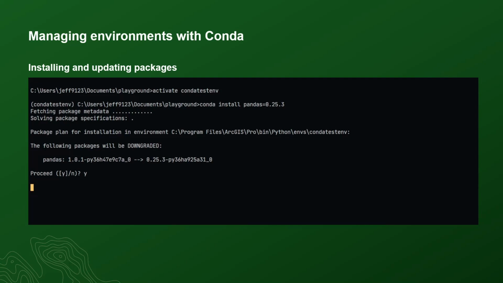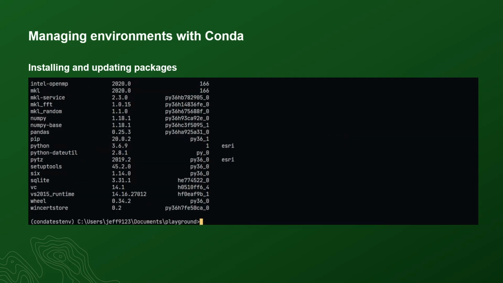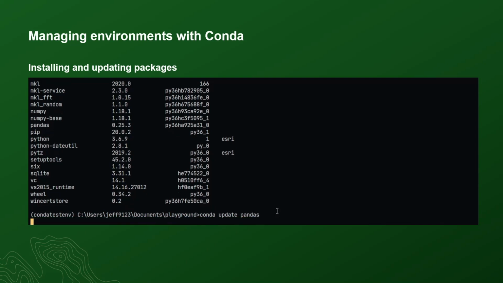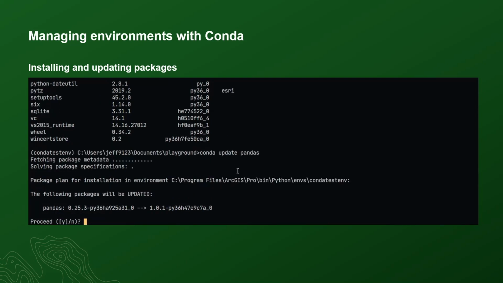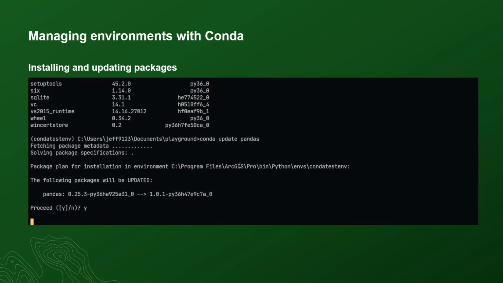So I'll install pandas 0.25.3. It looks like I already had a previous version of pandas installed, so it looks like it's downgrading it from 1.0.1. I downloaded it and installed it, and there you see pandas version 0.25.3 after I listed out. And if I want to update it, it's as simple as just saying conda update pandas. So you see there, it's going to tell me what is going to be upgraded to which version, so I can choose to proceed or not proceed.